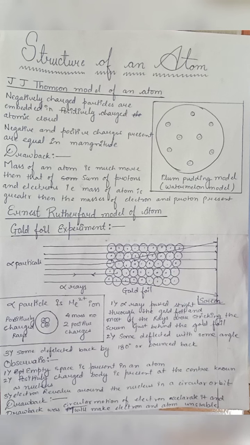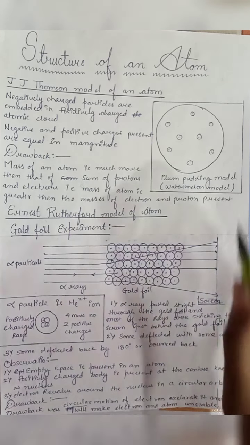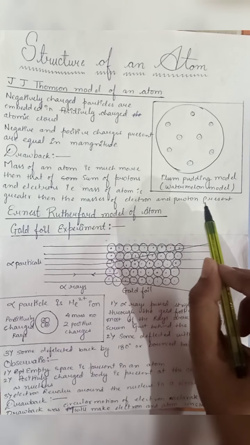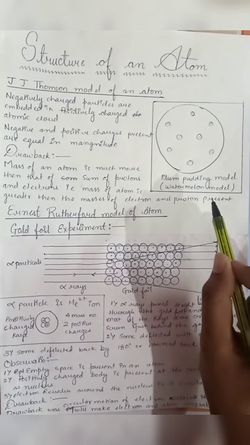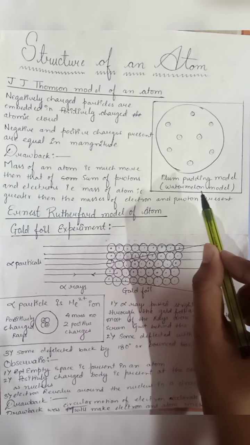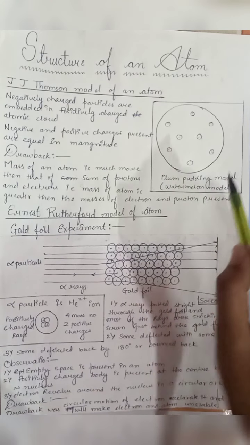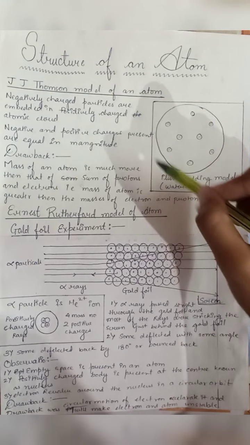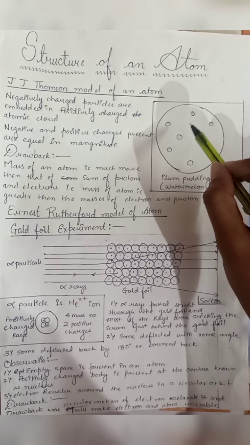The first model was proposed by a scientist named J.J. Thomson. His model was much more similar to that of plum pudding or a watermelon. Have you seen a watermelon? It looks like a spherical body enclosing red pulp and embedded with black colored seeds. Similarly, his model was like a spherical body in which a positively charged cloud is present.